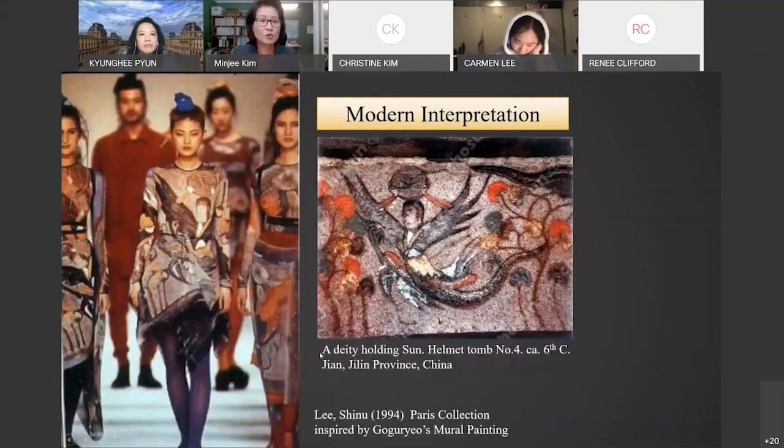And this image is depicted from a Goguryeo mural tomb, and Korean fashion designer Lee Shin-woo, in her 1994 Paris collection, transferred this image to the fabric print.